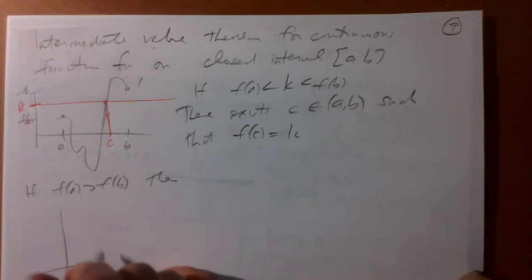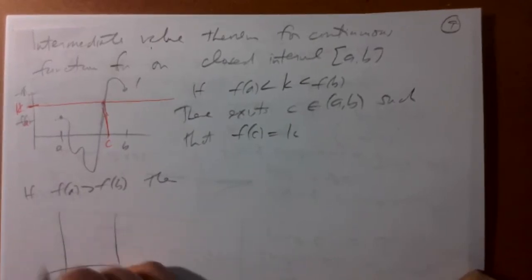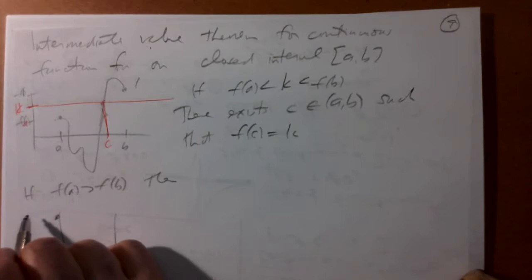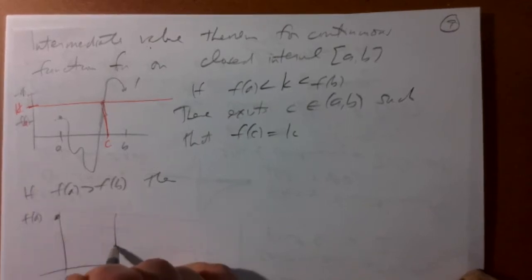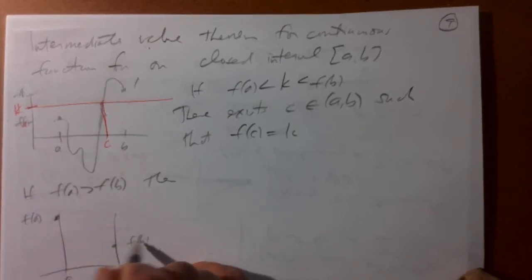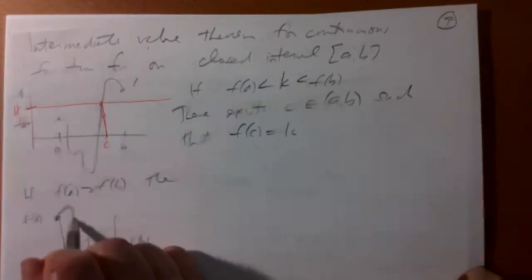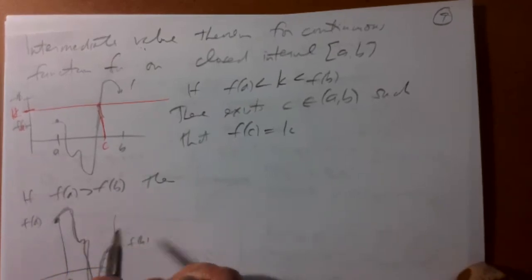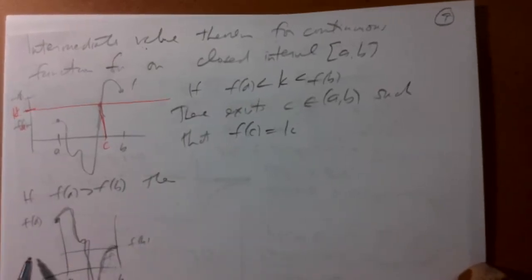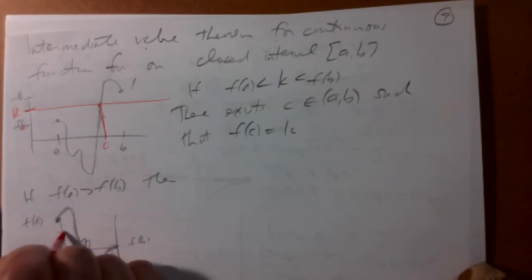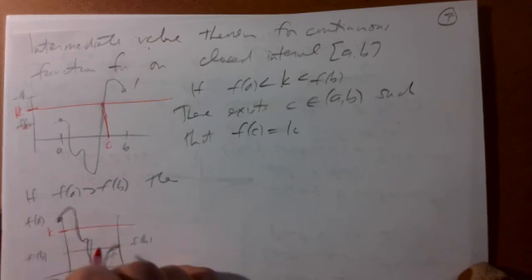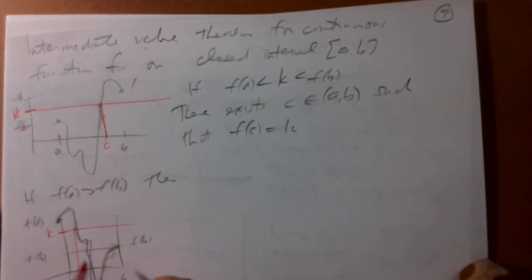the same result holds, only in this case, say this is a, this is b, this is f of a, this is f of b. The function somehow goes from f of a to f of b. And if you take any number k between these two numbers, there's always a number c between a and b where f of c equals k.